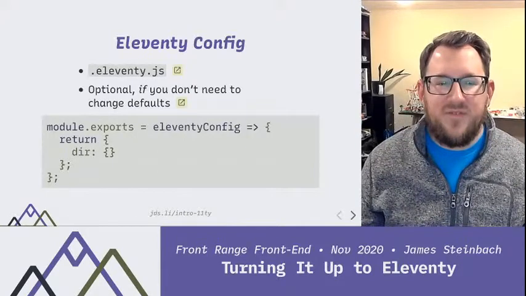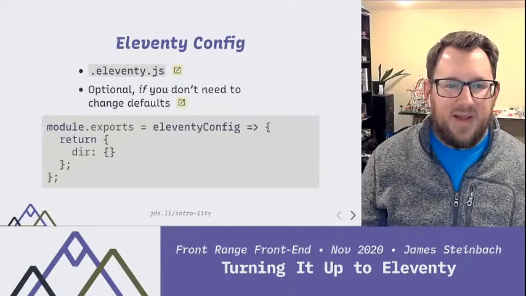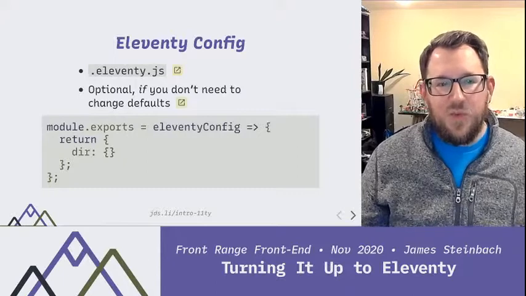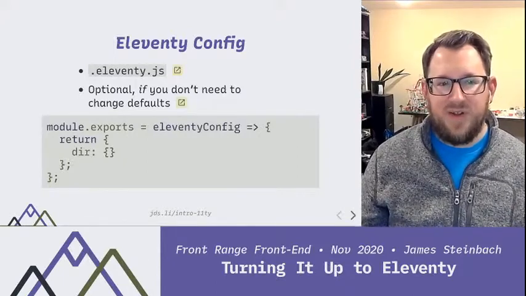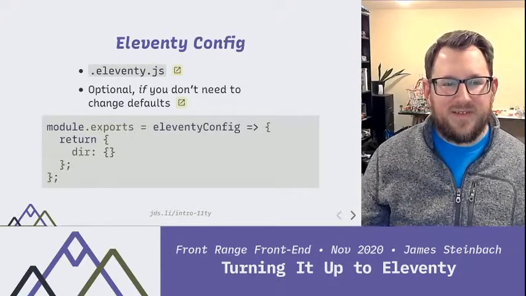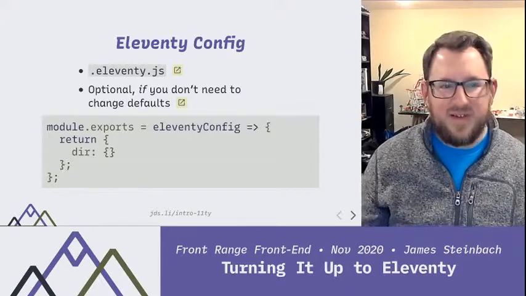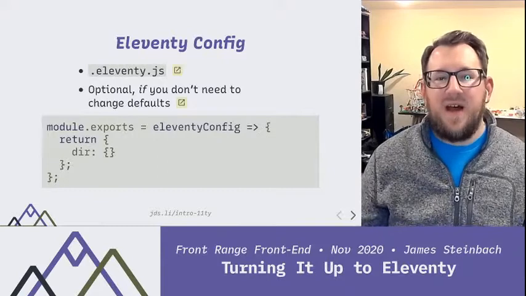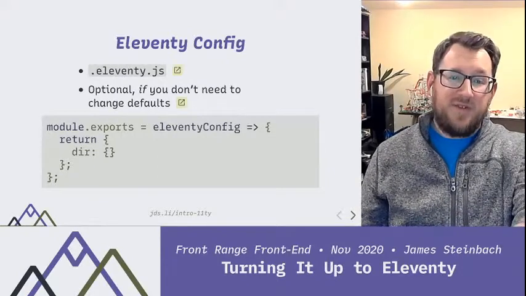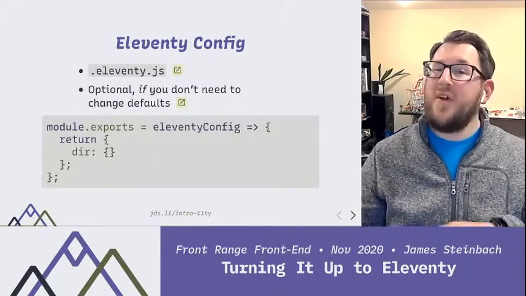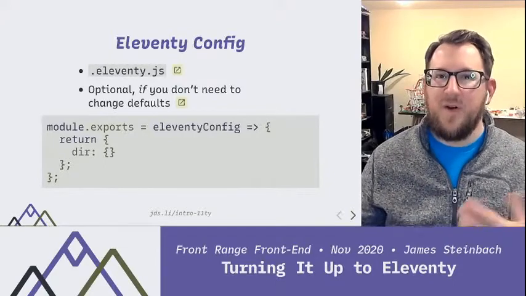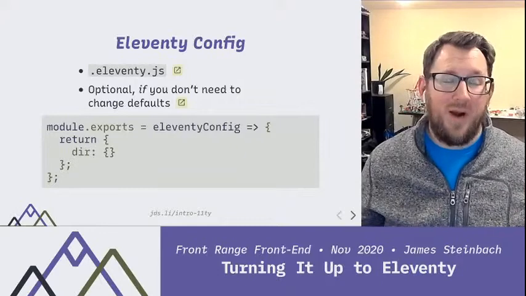Config should export, in this case, a function. Eleventy provides its own Eleventy config object, and then you return an object from the function that returns some details. One key is the directories, dir here. You can change template formats and a few other features. And then the Eleventy config object that's passed into this function also has a whole bunch of methods that we can use to customize how the site is built and how our templating and other features work.